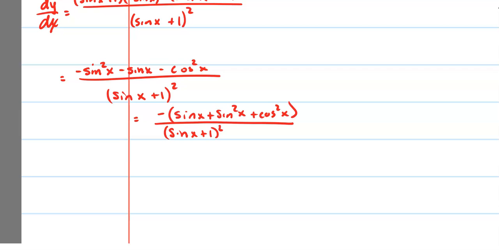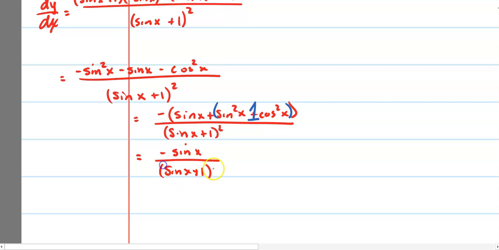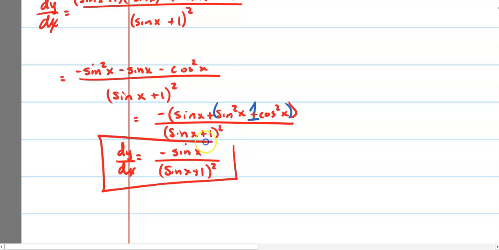Now, the reason why I reorganized this way is that hopefully you recognize a trigonometric identity from last year. Sine squared of x plus cosine squared of x does reduce to the value 1, so we can actually eliminate that, and now we're left with the opposite of sine of x divided by sine x plus 1 quantity squared. And this is where I would probably stop simplifying this expression.